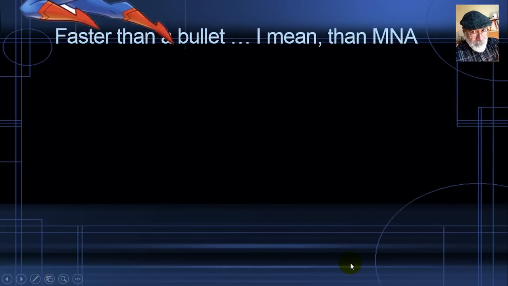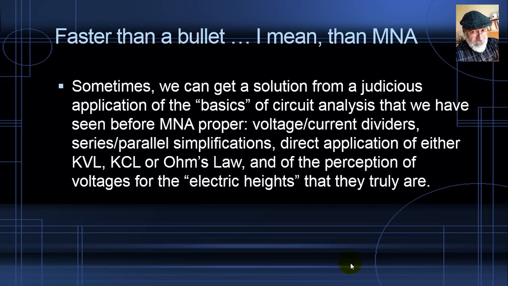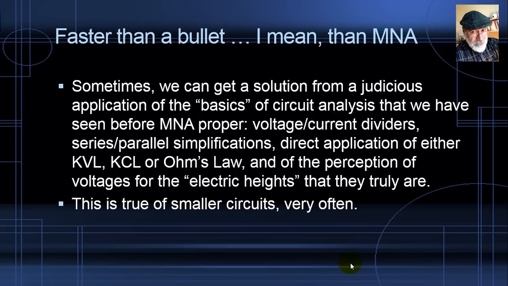Faster than a bullet, I mean faster than MNA. Sometimes we can solve a circuit just by carefully using the basic principles of circuit analysis that we have seen in this series of videos before we even learned about MNA: current dividers, voltage dividers, simplifications, and applying KVL, KCL, or Ohm's law, or the three of them, or only two of them. And also keeping in mind that voltages are electric heights. This is true of smaller circuits very often.